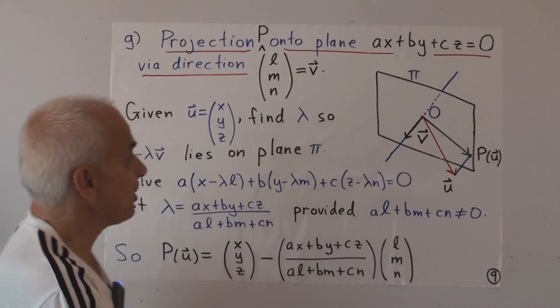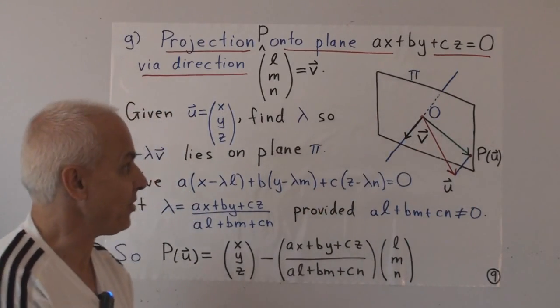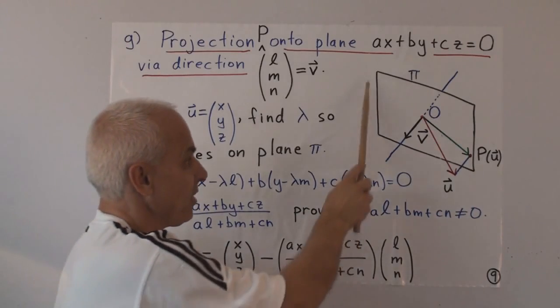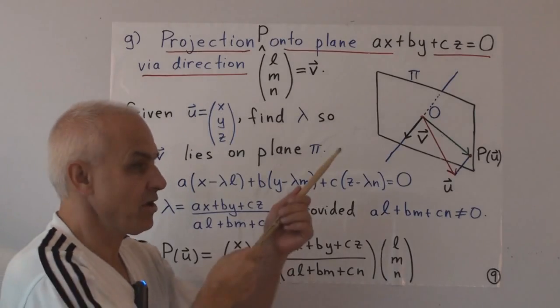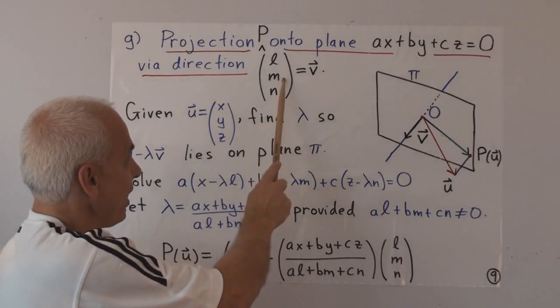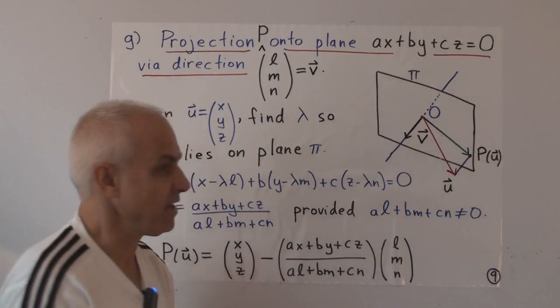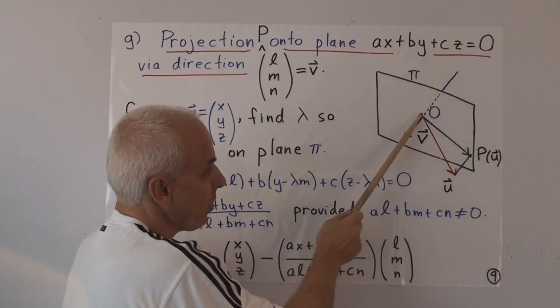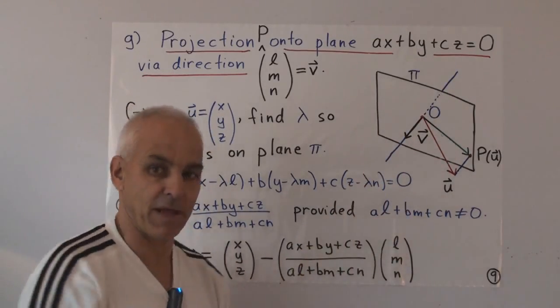So our setup is that we start with the plane with the equation ax plus by plus cz equals 0. There it is right there, the plane pi. And we choose a direction for projection, given by a vector v, with coordinates L, M, and N. There's our direction v. There's the line through the origin through v. It's not necessarily perpendicular to the plane pi.